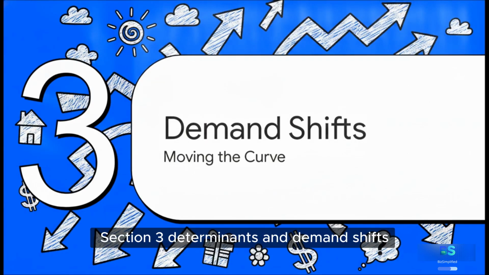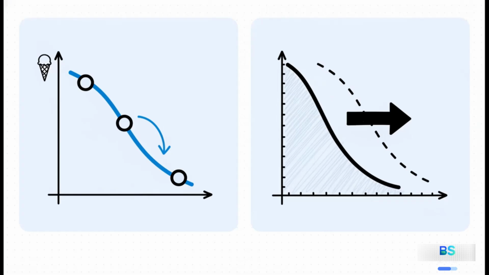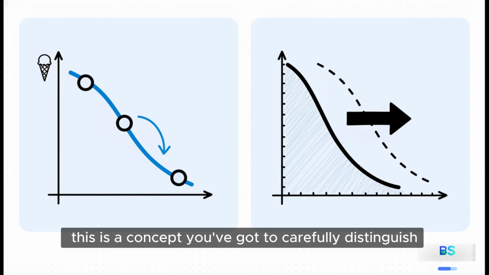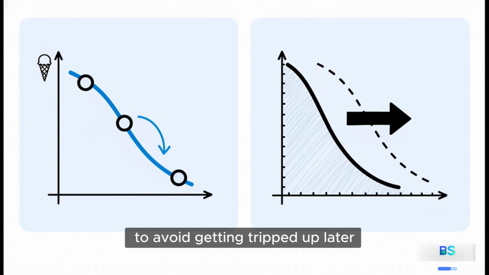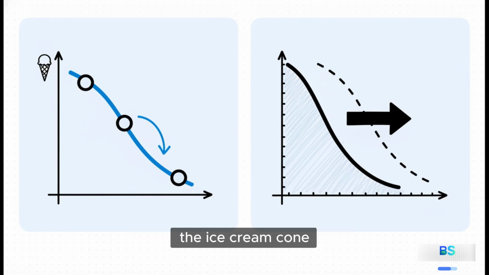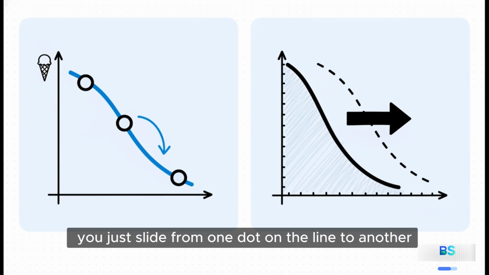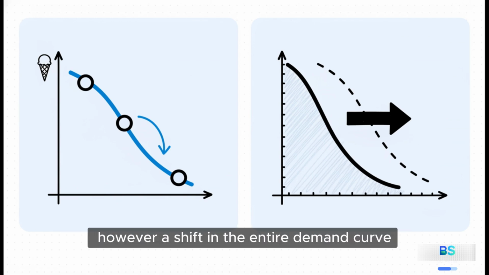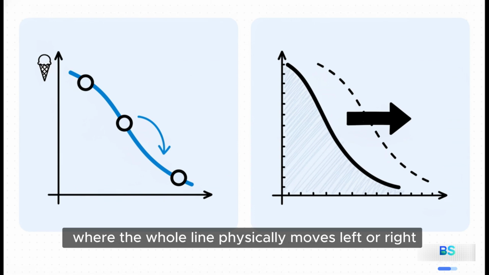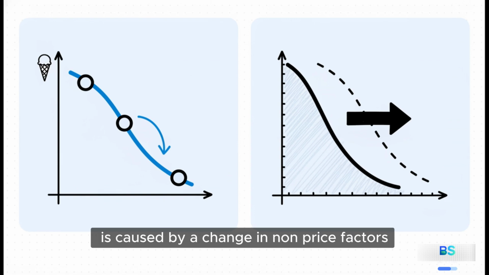Section 3. Determinants and demand shifts. Now, this is a concept you've got to carefully distinguish to avoid getting tripped up later. A change in the actual price of the ice cream cone only causes a movement along the existing demand curve. You just slide from one dot on the line to another. However, a shift in the entire demand curve, where the whole line physically moves left or right, is caused by a change in non-price factors.